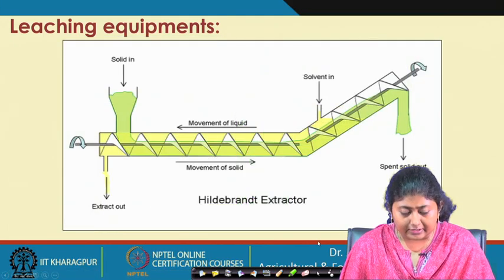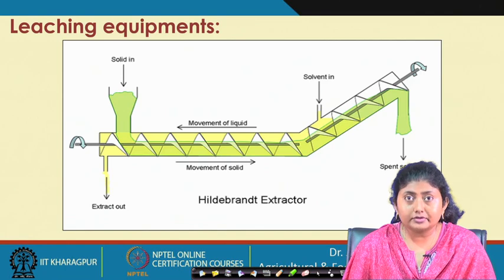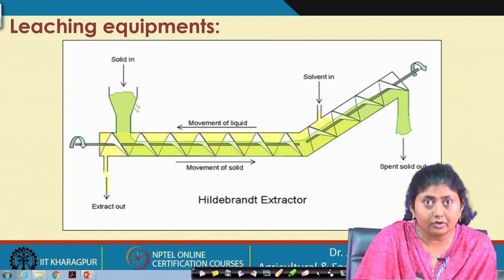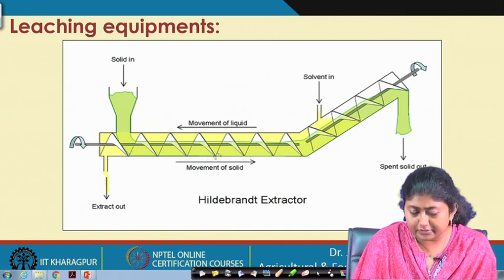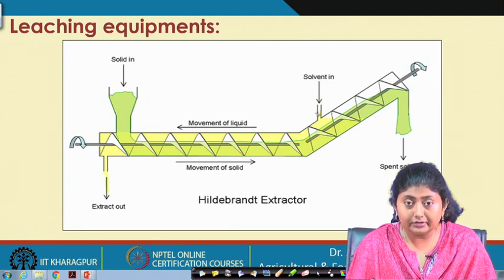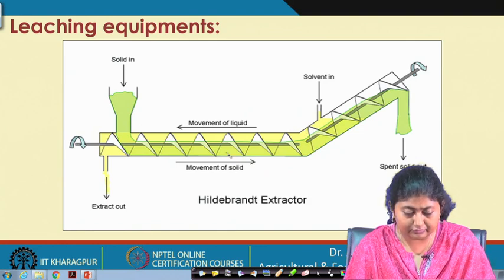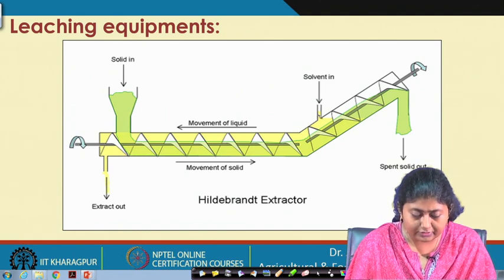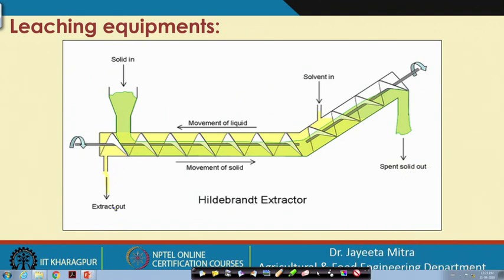Then there is the Hildebrand extractor. Here also an almost counter current flow takes place. The solid comes in from the left hopper, and is taken away by the screw conveyor to the right section, and the solvent comes in here and gets mixed while it moves towards the left. So, the liquid is moving towards the left, and at the end the extract is taken away, and the movement of the solid goes on like this, and the spent solid comes out from the top. Spent solid means all the solute has been extracted from it.